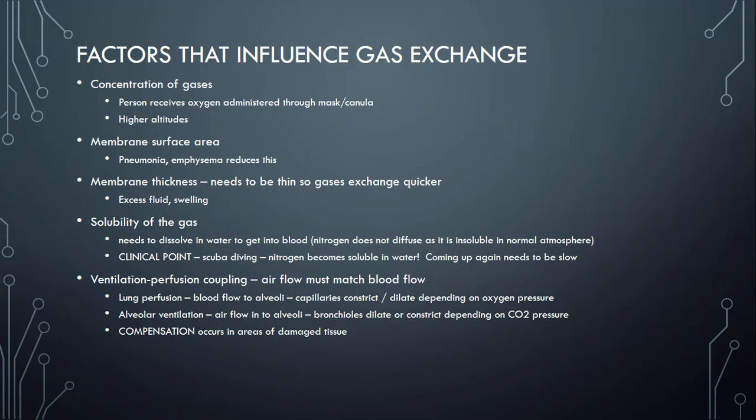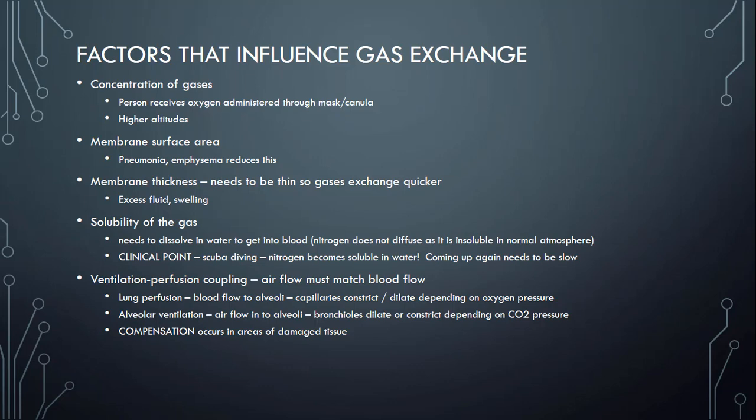Ventilation perfusion coupling, which means airflow must match blood flow. Lung perfusion is blood flow to the alveoli; capillaries constrict or dilate depending on oxygen pressure. So we've got the lung perfusion part, which can play a part. Alveolar ventilation is, again, the airflow into the alveoli. The bronchioles dilate or constrict depending on carbon dioxide pressure. So lung perfusion and alveolar ventilation, these can be compensated for. So, for example, in emphysema, our alveolar ventilation is compromised.